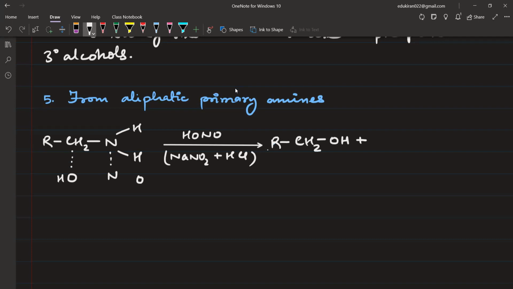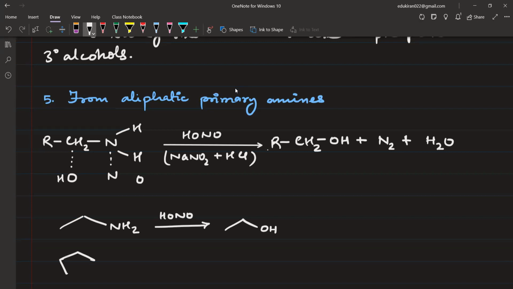So as you can see, we are going to get RCH2OH plus N2 gas plus water H2O. So for example, if you have 2 carbon atoms and NH2 in the presence of HONO, we are going to get, instead of NH2, OH. Similarly, if you have something like this, NH2, I will get OH like this.